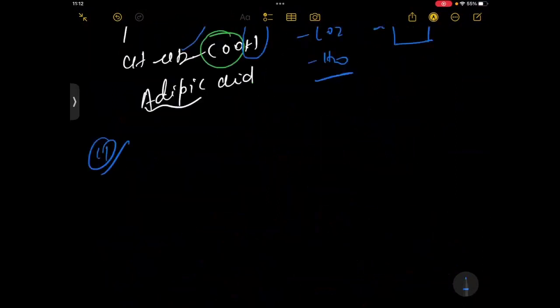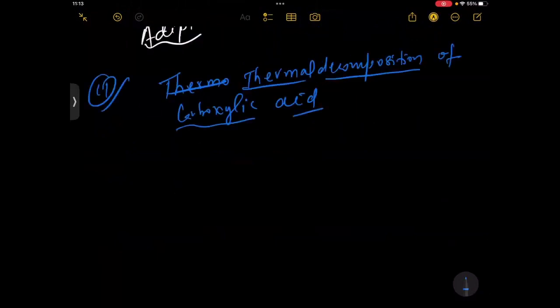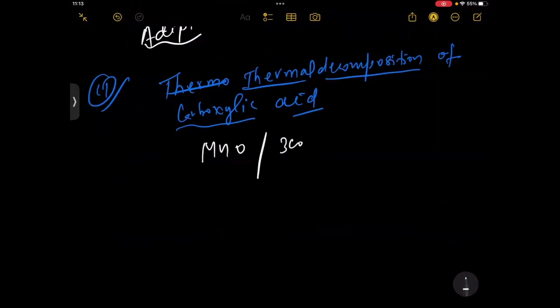What is the next preparation? This is thermal decomposition of carboxylic acid. Second is thermal decomposition of carboxylic acid. Okay. So thermal decomposition of carboxylic acid, what I am telling you, students, see that whenever we talk about thermal decompositions, we will use the reagent MnO and 300 degrees Celsius temperature.